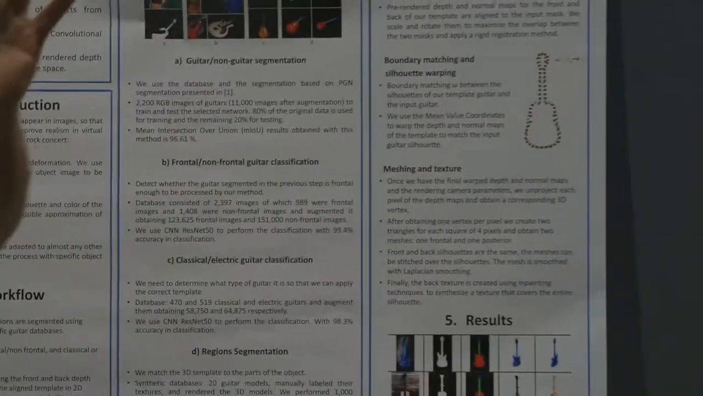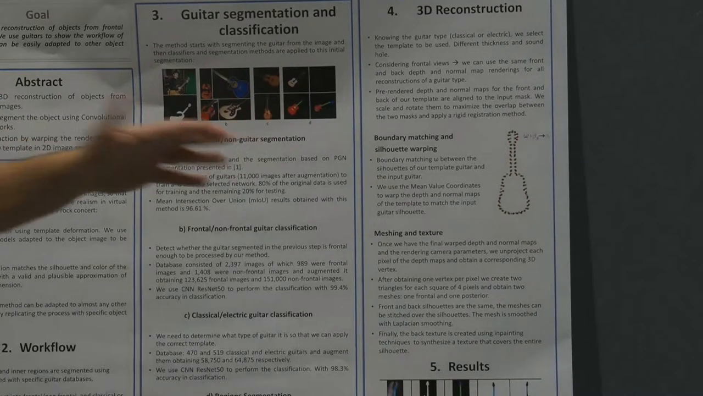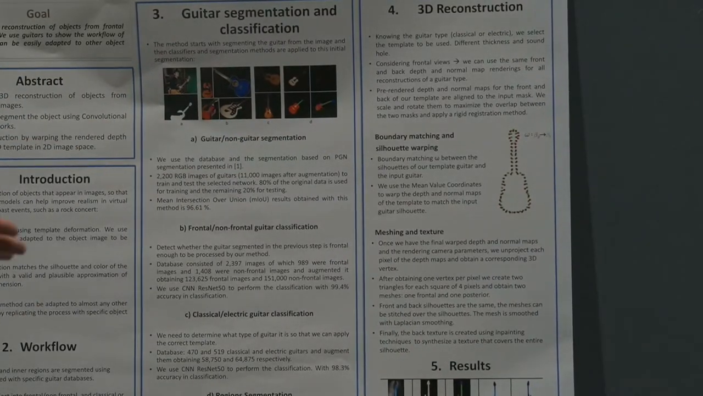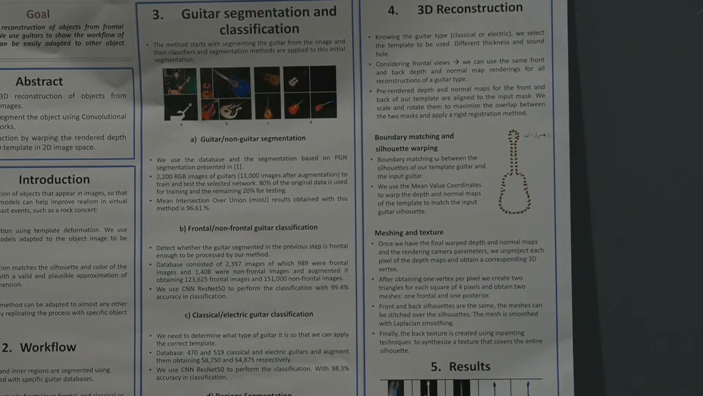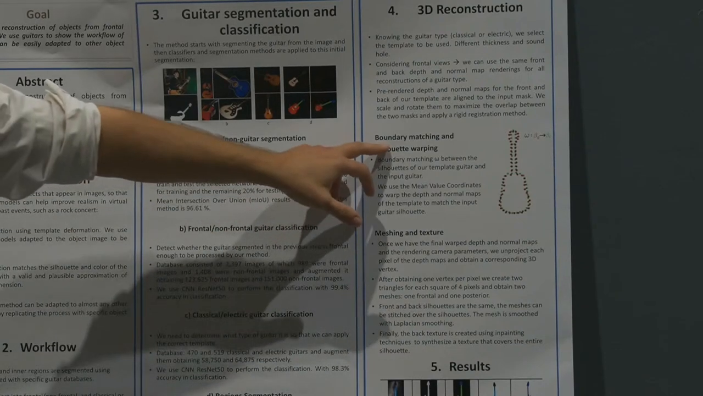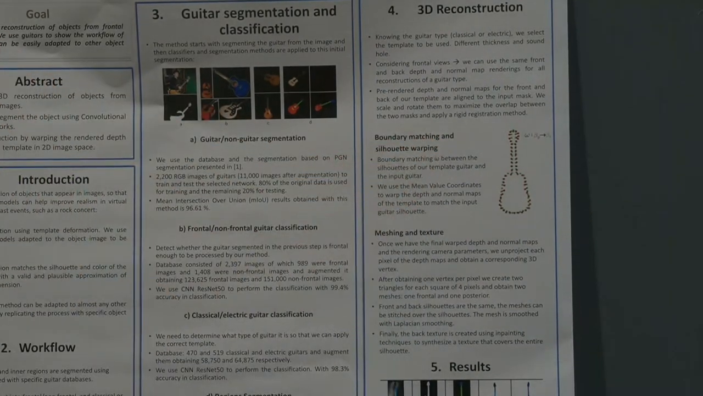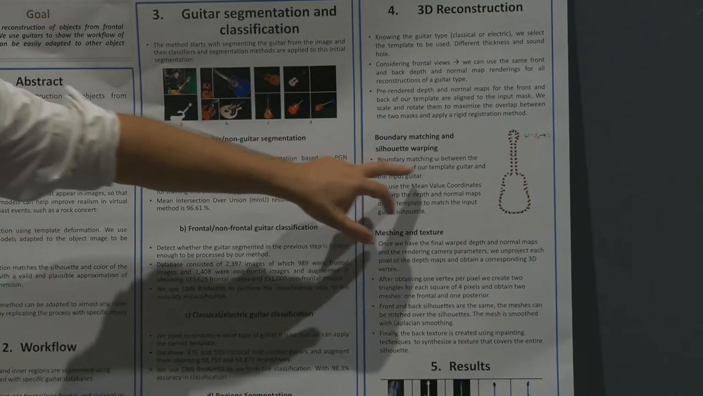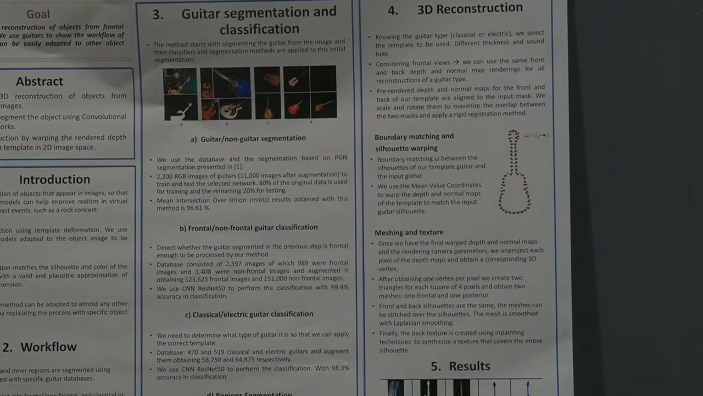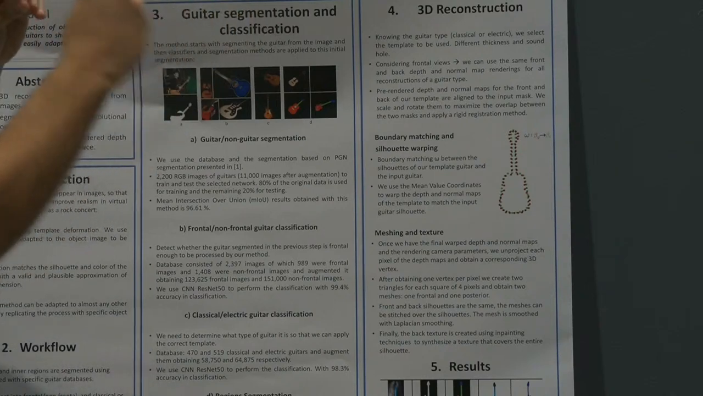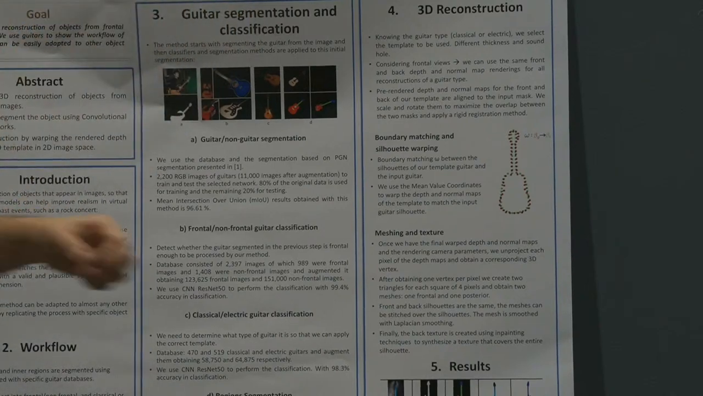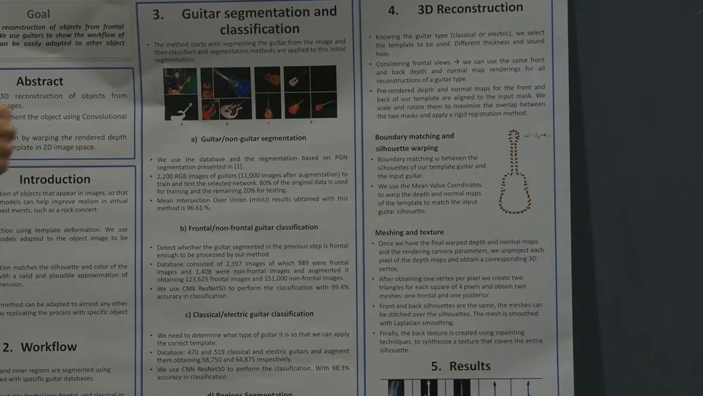So we align the photo, the segmentation of the object, with the template that we have. And once we have this alignment done, we apply what is called boundary matching. So the contour of the template is associated to the contour of the real object that we want to reconstruct. Each pixel of the contour has its counterpart in the template. Once we have this correspondence, we can apply this warping. We warp the template model.